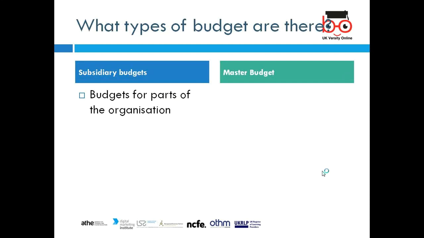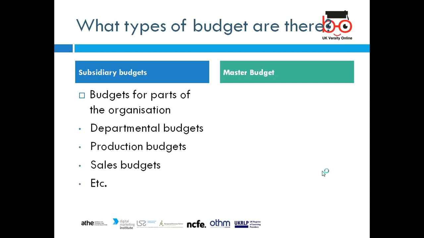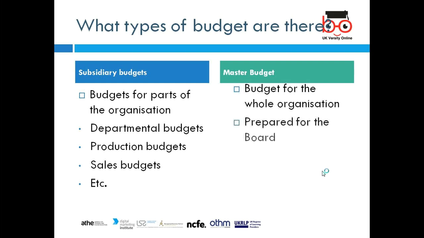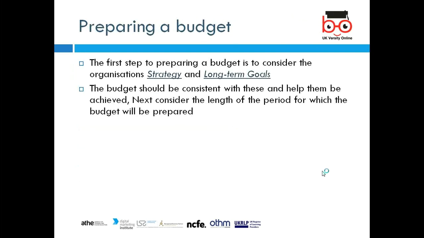So budget, under our learning outcome, what types of budgets are there? Subsidiary budget: budgets for parts of the organization, departmental budget, production budget, sales budget and various other types are called subsidiary budgets. Master budget is the budget for the whole organization, prepared for the board and combined from all the subsidiary budgets. The first step to preparing a budget is to consider the organization's strategies and long-term goals.